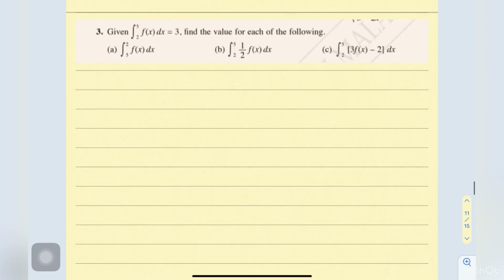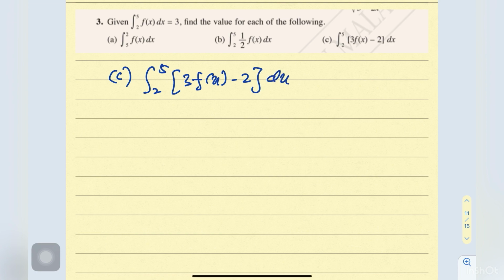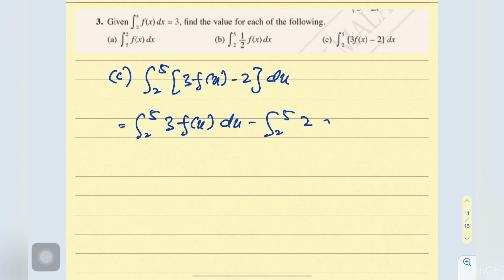Okay, question C. The integral from 2 to 5 of 3f(x) minus 2 dx. Okay, for this kind of question, you have to separate first. So this one, the integral from 2 to 5 of 3f(x) dx minus the integral from 2 to 5 of 2 dx. Okay, now we have a constant here, we can move it out. So 3 times the integral from 2 to 5 of f(x) dx.